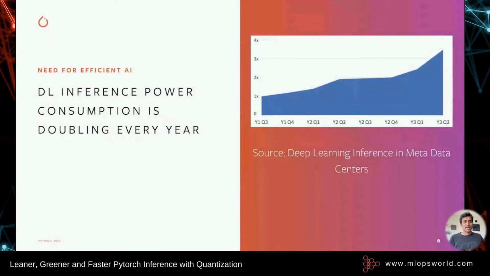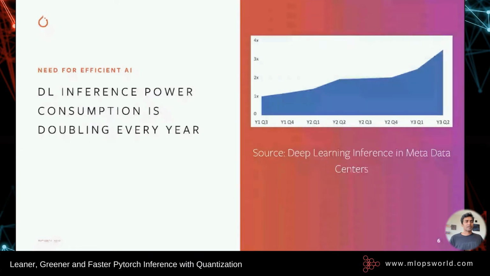And because of that, we see that the power consumption by data centers is just doubling every year. In this graph that you see on the screen, this is the power consumption at data centers running Meta inferences, Meta being the Facebook app and WhatsApp and all of these applications together. You can see that it has increased close to 3.5x in less than 3 years.